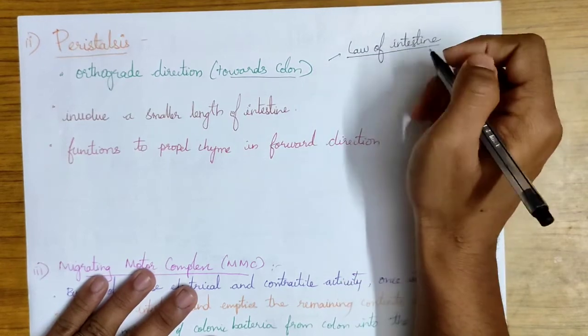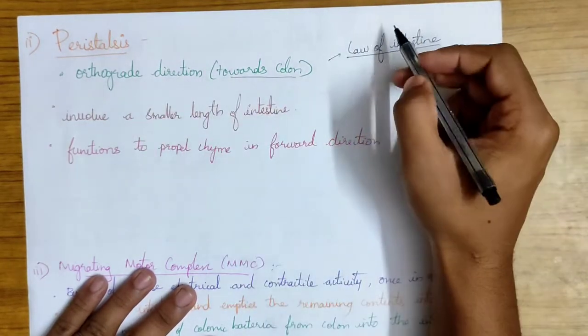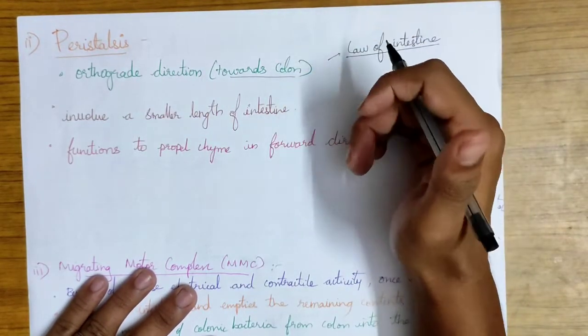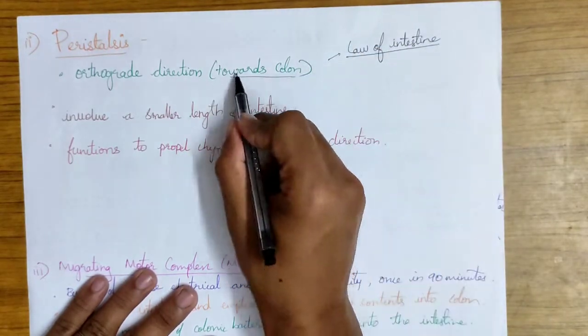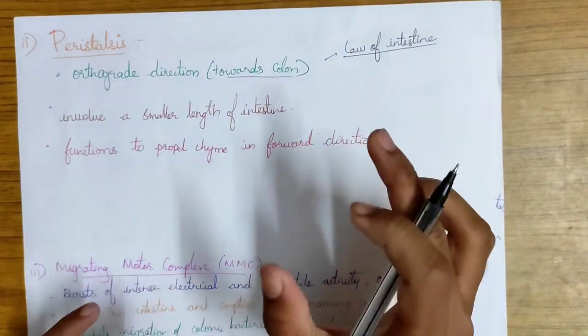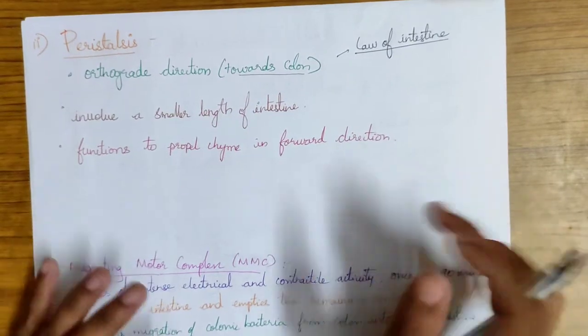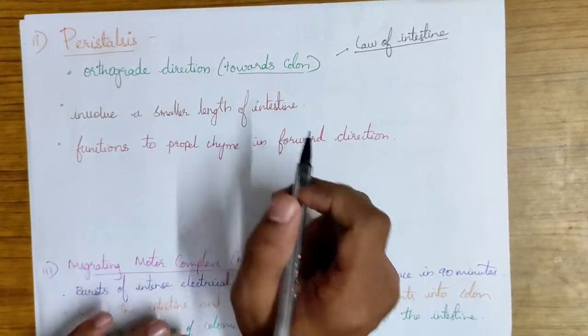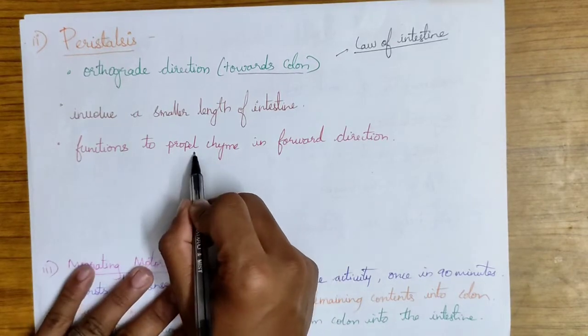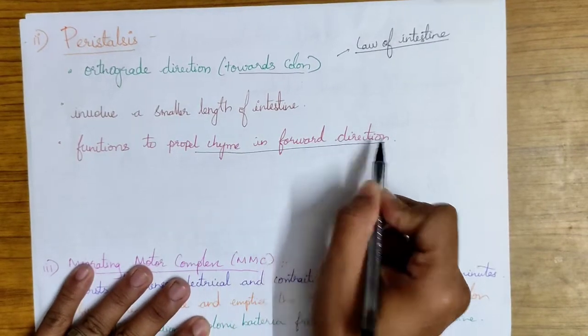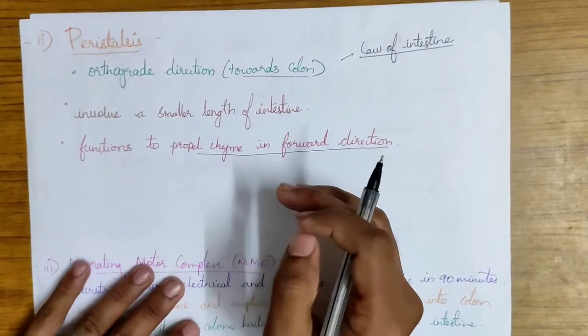Law of intestine means that the peristalsis is more prominent toward the orthograde or aboral direction, that is towards the colon. But it has both directions, towards the oral side also and towards the colon also. It involves a smaller length of intestine. Its main function is to propel the chyme in forward direction. So it propels the chyme.